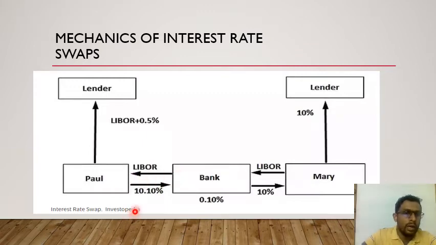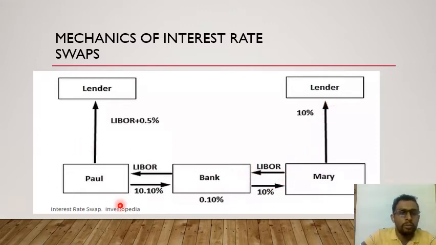At the end of the day, Paul will have to pay LIBOR plus 0.5. This LIBOR he will get back from the bank with whom he has contracted, and he will be paying 10.10% to the bank. Similarly, Mary will be paying 10% to the lender, and she will have a contract with the bank to pay LIBOR and get back 10% from the bank. So whatever the bank pays, she will directly pay to the lender, and she will pay LIBOR to the bank.